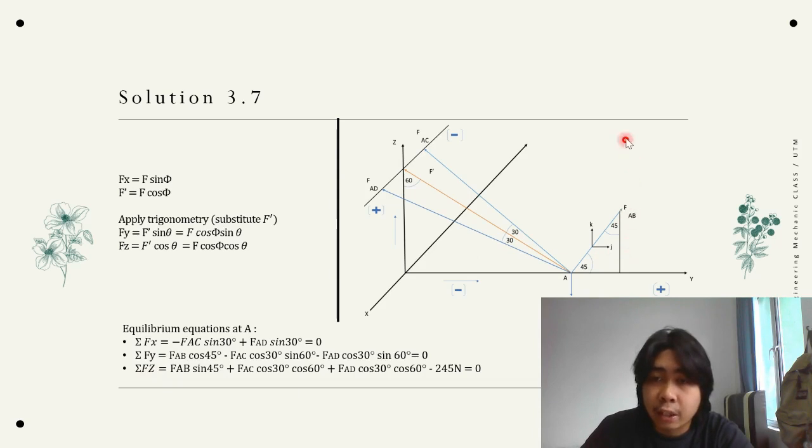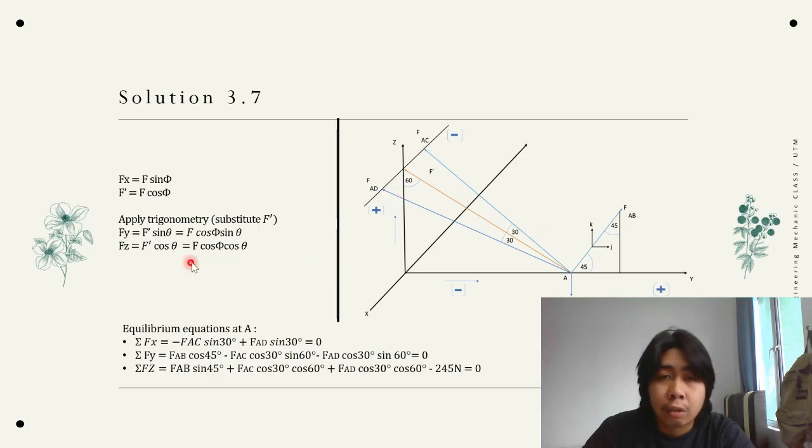Now, on the last axis, summation of FZ. For this one, adjacent, opposite, this is the x-axis, z-axis, opposite over hypotenuse, we get sine. So FAB sine 45 degrees. Now for this one, we also substitute it. We substitute the F prime here. So FAC cos 30 degrees.